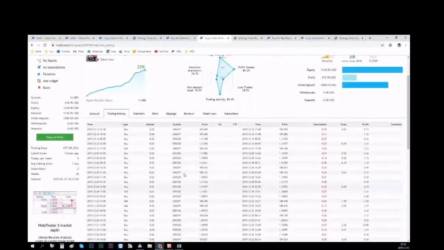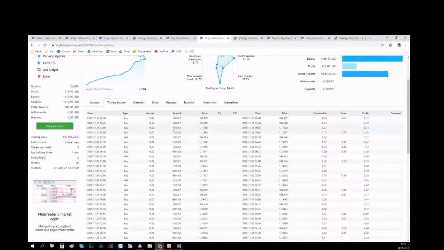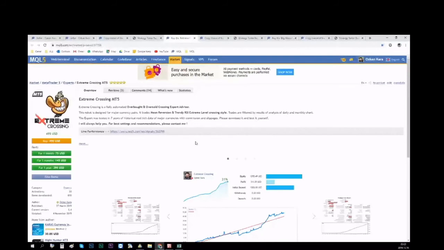So these systems, I'm using euro-dollar, dollar-yen, and pound-dollar at the same time, and I'm giving them 33% of the balance each. This system is overbought and oversold crossing. I'm looking at stochastic also here. I'm using a higher stochastic and a lower stochastic.